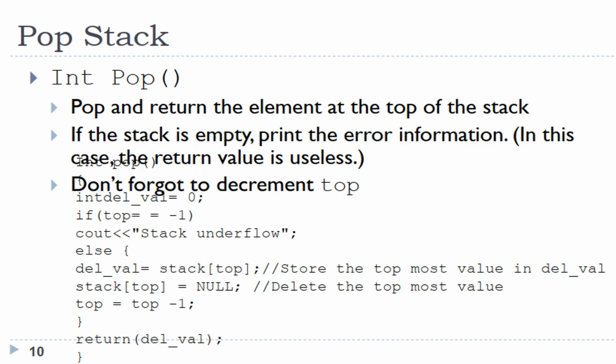9. Pop stack. int pop: pop and return the element at the top of the stack. If the stack is empty, print the error information. In this case, the return value is useless. Int pop, don't forget to decrement top. int del_val equals 0; if top equals -1, stack underflow; else del_val equals stack[top], store the topmost value in del_val. stack[top] equals null, delete the topmost value. top equals top - 1, return del_val.